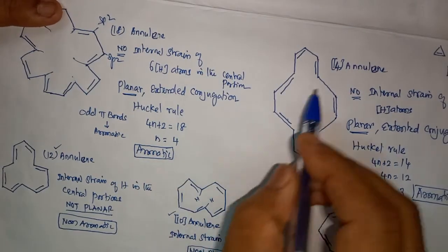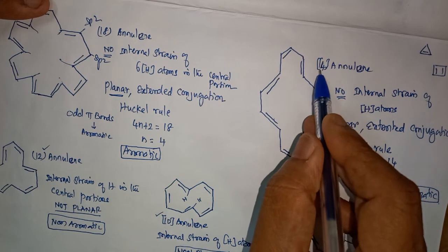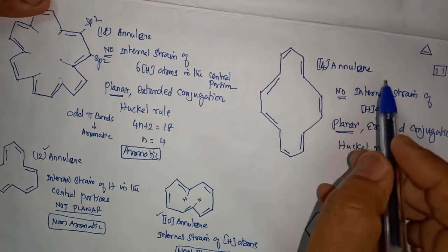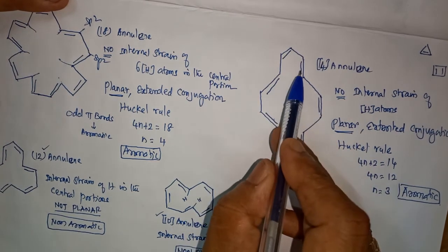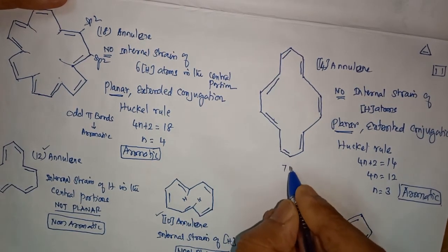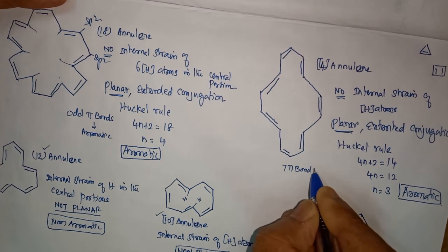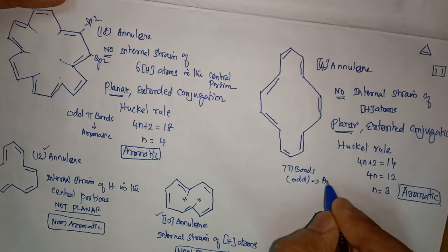Now we come to this, here also no internal strain. So the annulene which contains 14 carbons is 14-annulene, with no internal strain. If it does not have any internal strain, count the number of pi bonds: 1, 2, 3, 4, 5, 6, 7. Seven pi bonds means it is an odd number. Odd number means it belongs to aromatic.